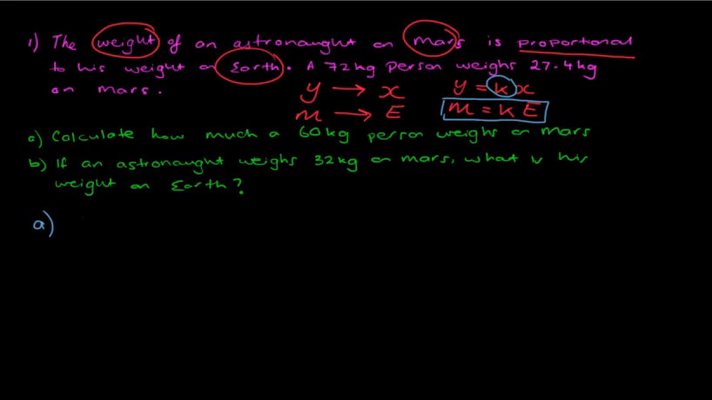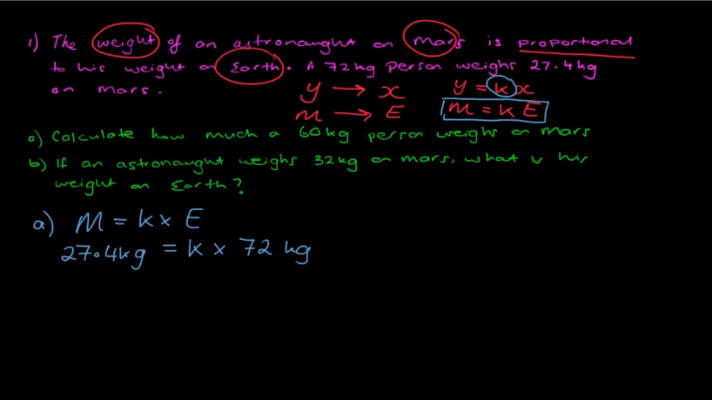So we know we've got the formula now, m equals k times e, or y equals k times x. Now the weight on Mars, we know, is 27.4 kilograms. Now remember, I'm not using any of the values in the question because we need to find a general equation first of all. So k times, now the weight of the person on Earth was 72 kilograms.